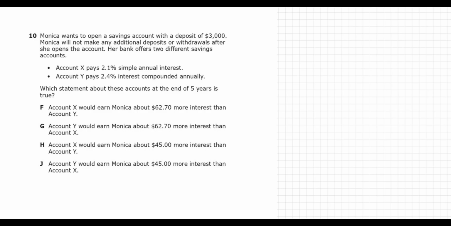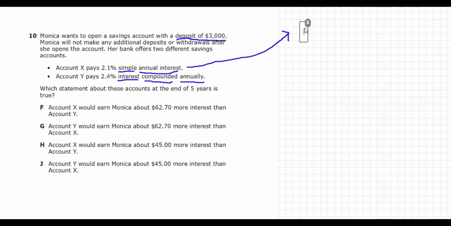Question number 10. Monica wants to open a savings account with a deposit of $3,000. Monica will not make any additional deposits or withdrawals after she opens the account. Her bank offers 2 different savings accounts. Account X pays 2.1% simple annual interest. Account Y pays 2.4% interest compounded annually.